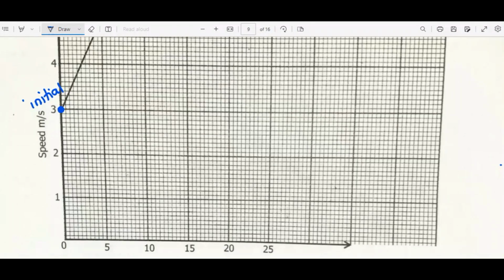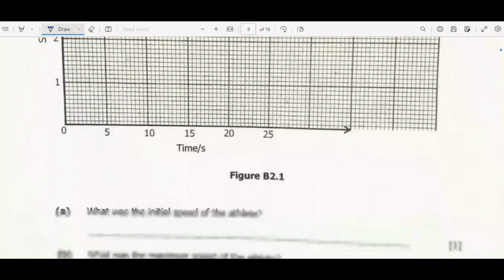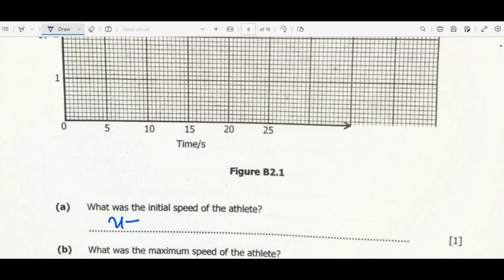You just have to look at where the line is starting from. So this is our final answer for the first one. So initial is equal to 3 meters per second.